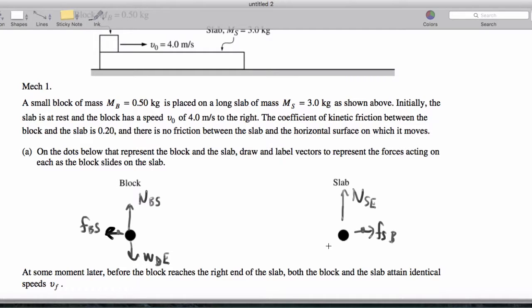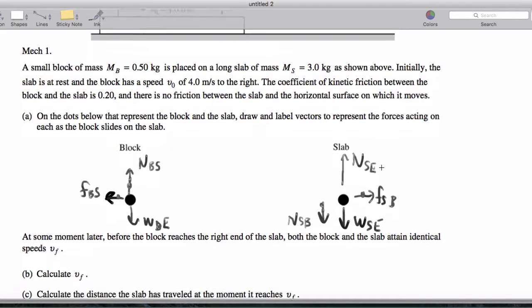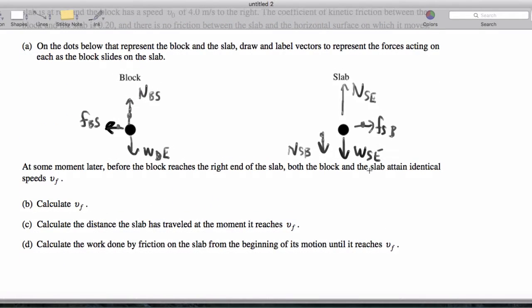We have a second third law pair. We have a normal on the slab due to the block by Newton's third law. And we have the weight of the slab due to the earth. And then we're told at some moment later the block reaches the right end of the slab. Both the block and the slab attain identical speeds, and we want to calculate v_f.